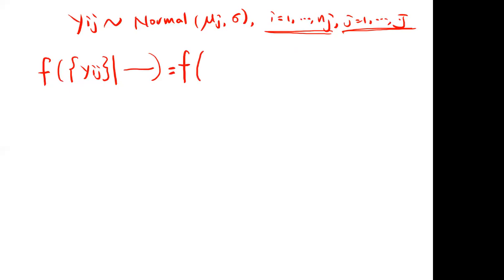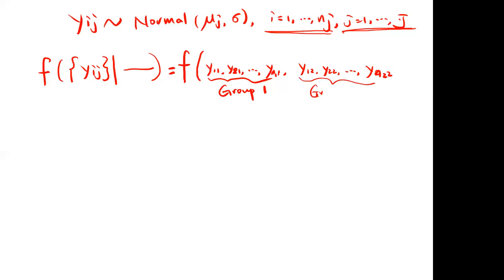I mean, if it's doing it tediously, it's going to be like Y1,1, Y2,1. So let's do one group at a time. For group 1, I have N1 of them, so this is all of the observations from group 1. And I do that for group 2: Y1,2, Y2,2, up to Y_{N2},2. So these are all observations from group 2.